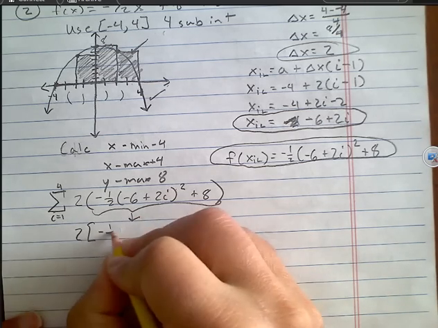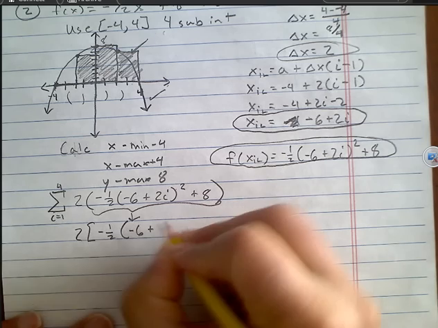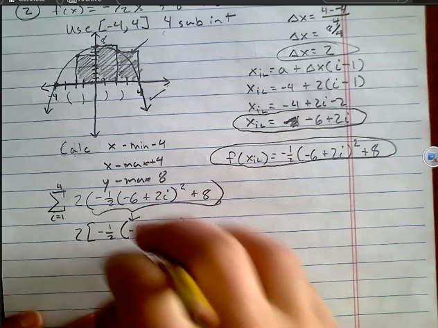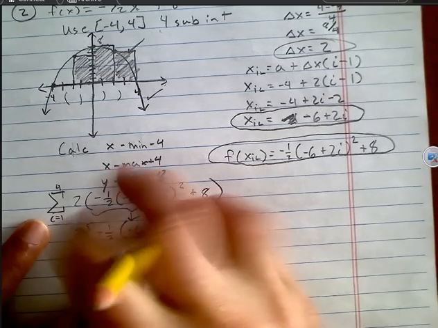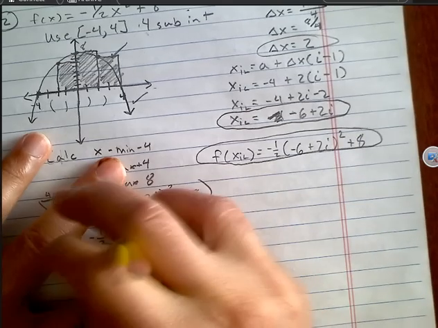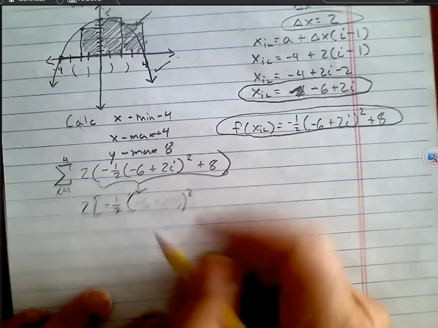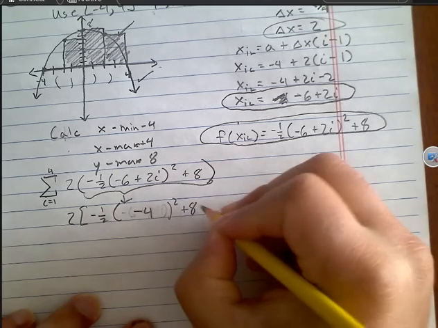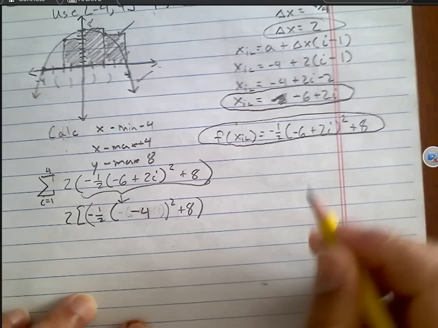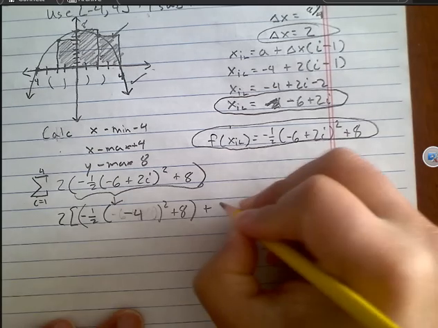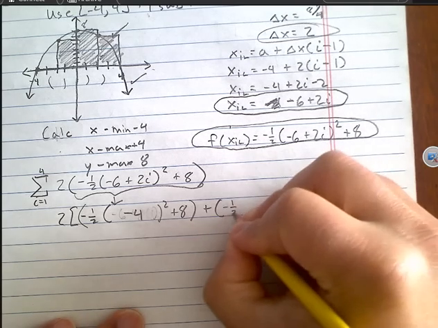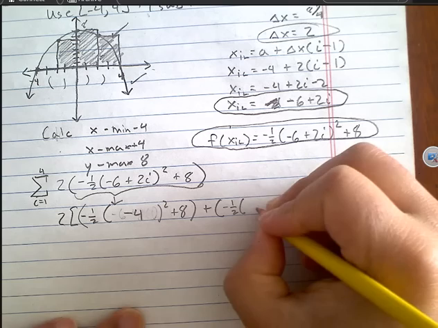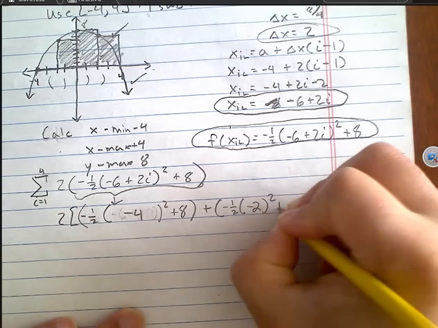So you have negative 1/2 times (negative 6 plus 2 times 1) squared. And I guess I could just write that as negative 4 squared, plus 8. And there you go. That's plug in 1. Now plug in 2: plus negative 1/2 times (negative 6 plus 2 times 2, which is negative 6 plus 4, is negative 2) squared plus 8.